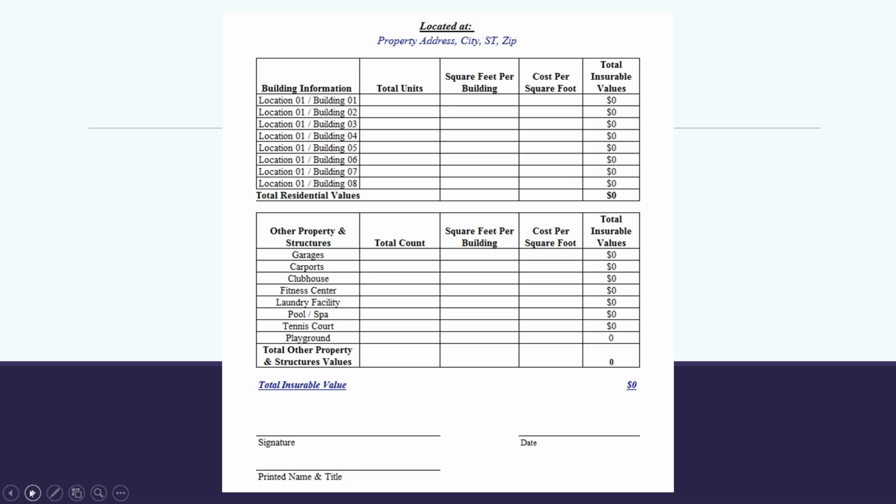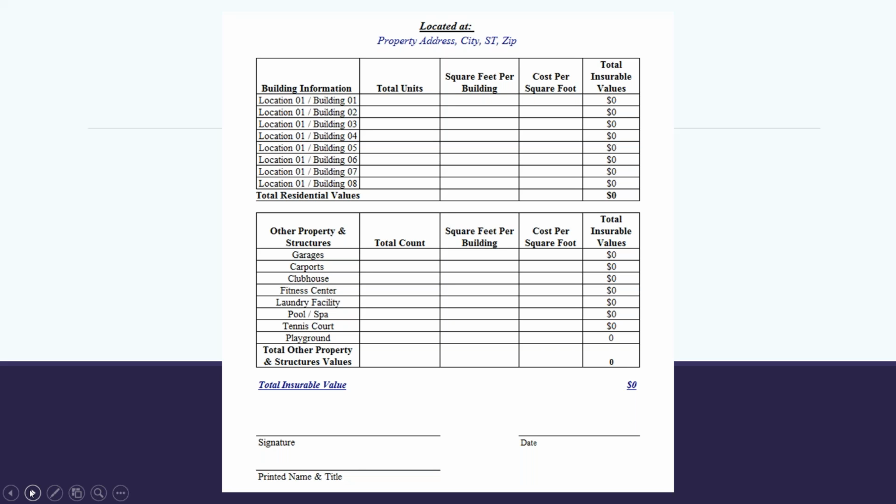As for those ones though, you're not generally going to have a cost per square footage on the pool and the playground and things like that. It would just be how many of them there are, and then you would need an evaluation for the pool and the playground and so on and so forth.